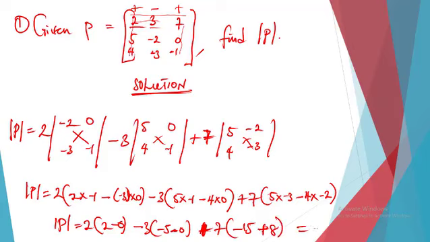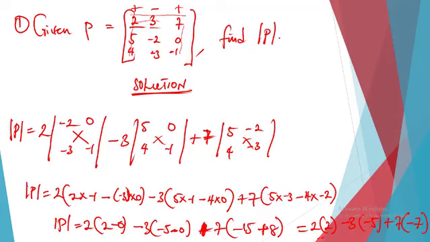Then we have 2 into 2, minus 3 into minus 5. So 7 into, and what do we have here? Minus 15 plus 8, and that will give us minus 7.